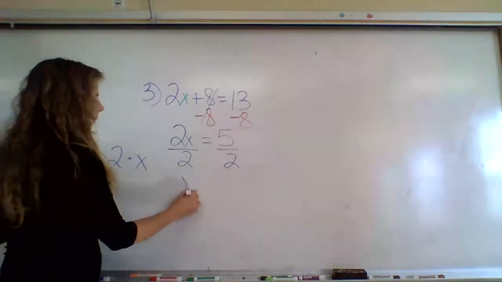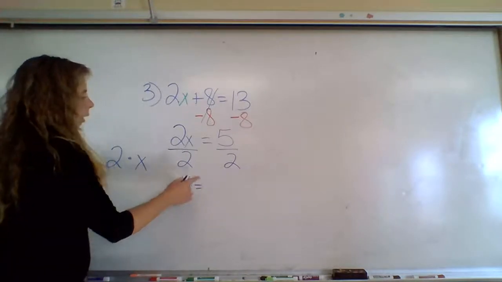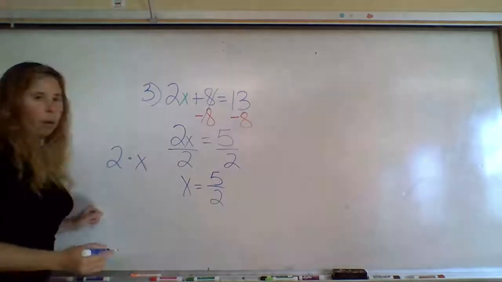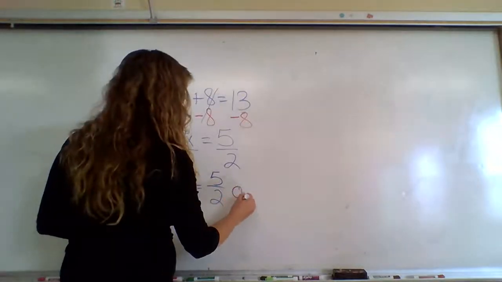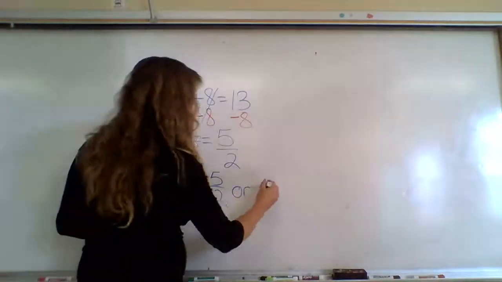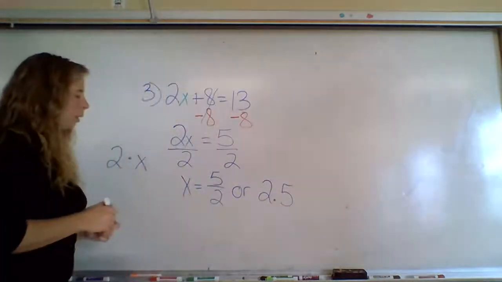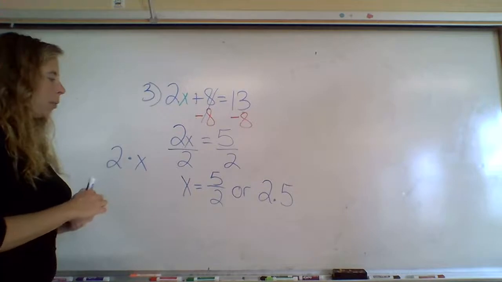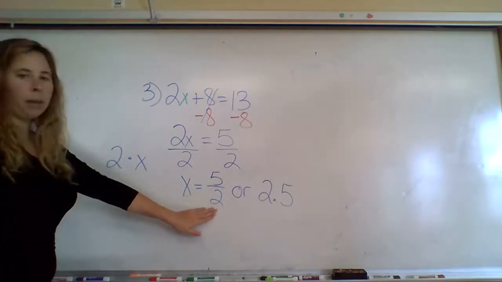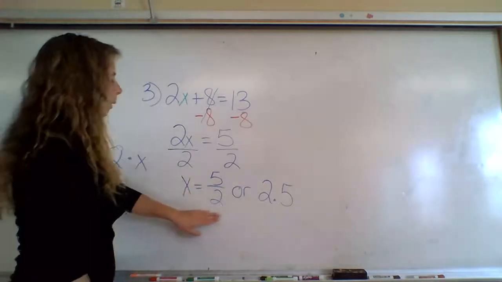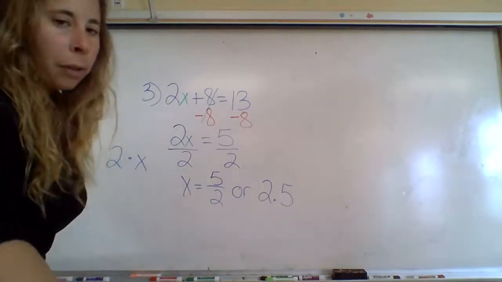So you're just left with x equals 5 over 2. You can leave it like this, or you could write it as a decimal, which would be 2.5. Or you could write it as a mixed number, but really, this is totally fine. If you leave it 5 over 2, that's fine. Either one of these is cool with me. All right. Try the first two.